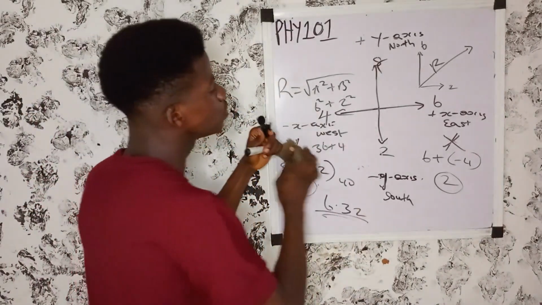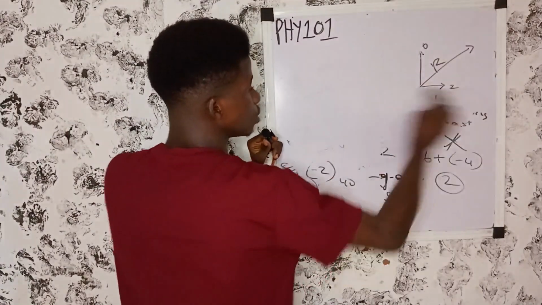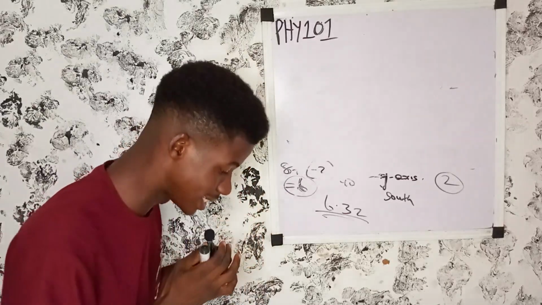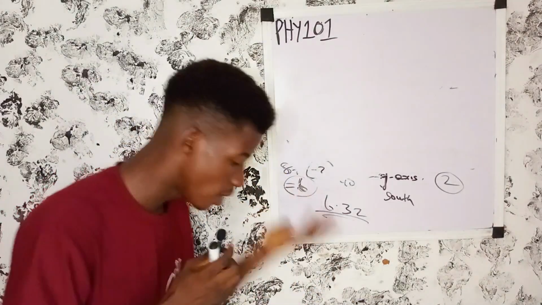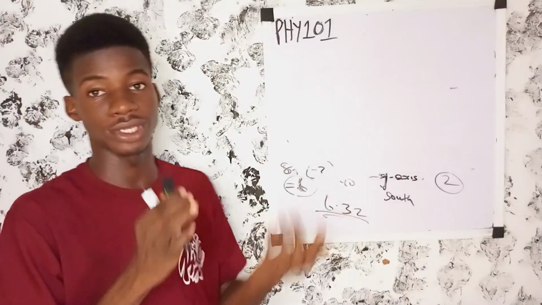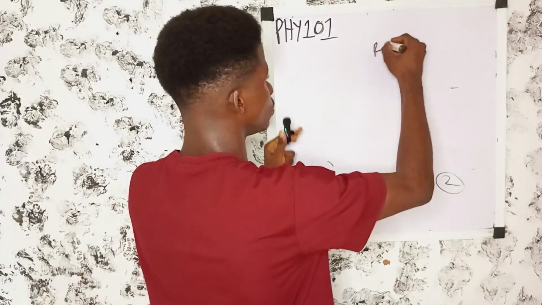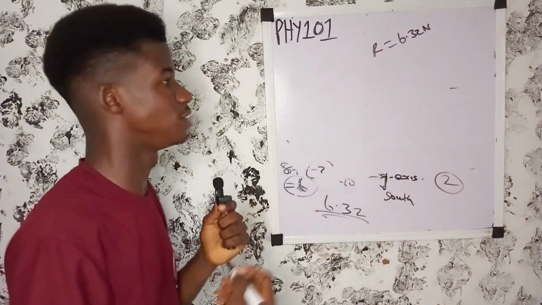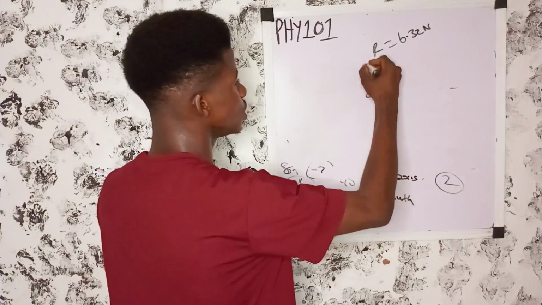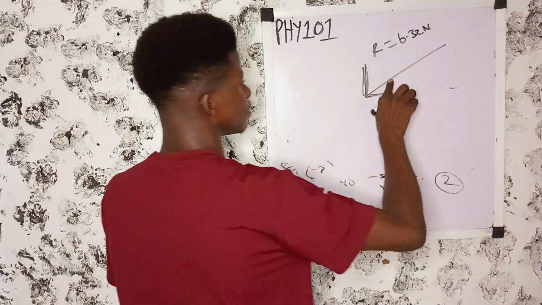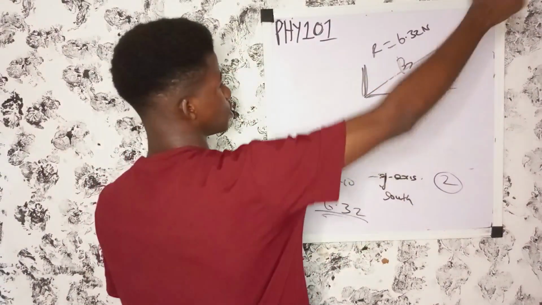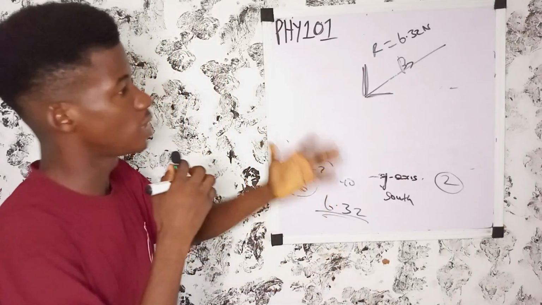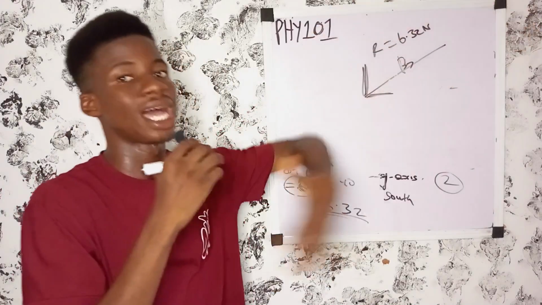Then we have question 2.9, which is a continuation of question 2.8. They say, referring to question 2.8, find the direction of the resultant force. We have calculated the resultant to be 6.32 Newton. Now they say you should look for the direction of the resultant. Remember, this is what we get: the resultant was going in this direction. That is northeast. So they say you should look for the direction, that is the angle. We know that it's going at the northeast, but at what angle?